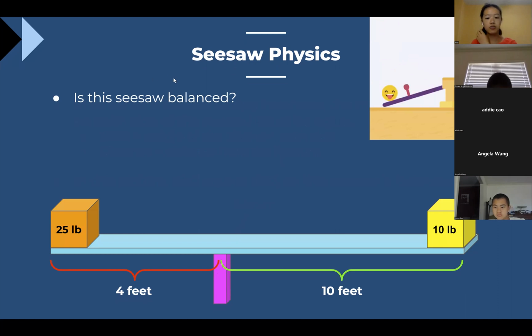Yeah, this seesaw would be balanced because over here, you can see it's 25 pounds times 4 feet, and that's 100. And on the other side, it's 10 pounds times 10 feet, which is also 100. And since they're equal, that means they're balanced.